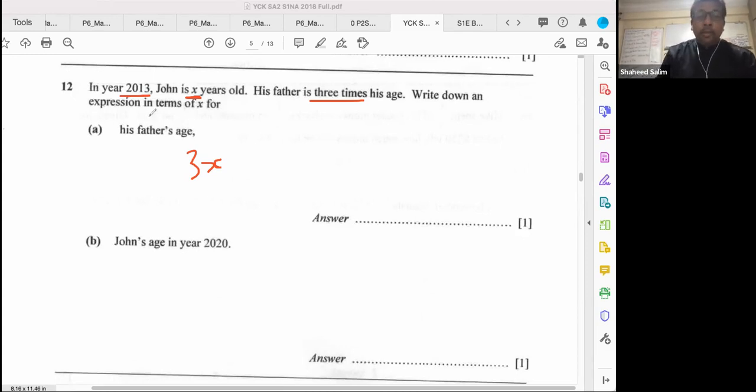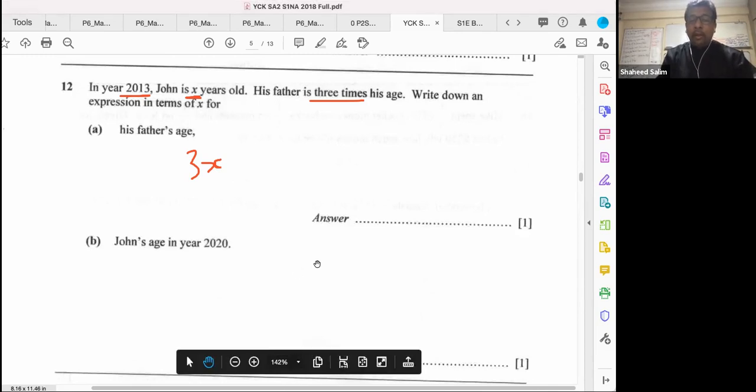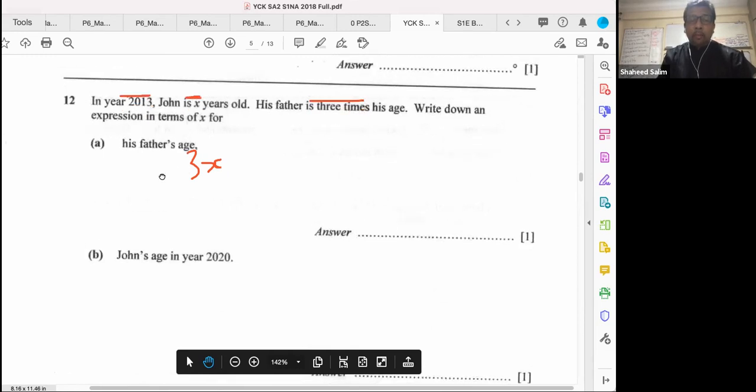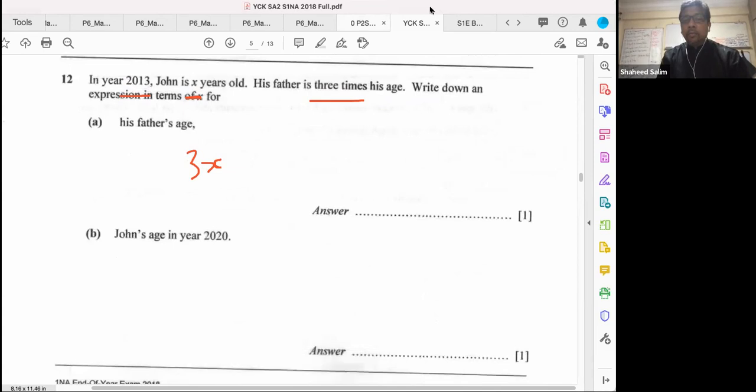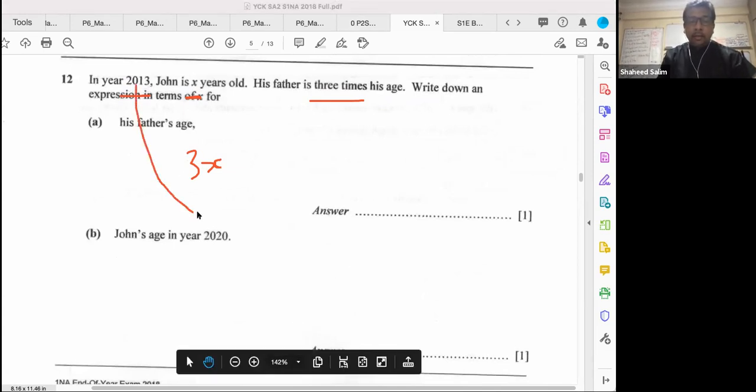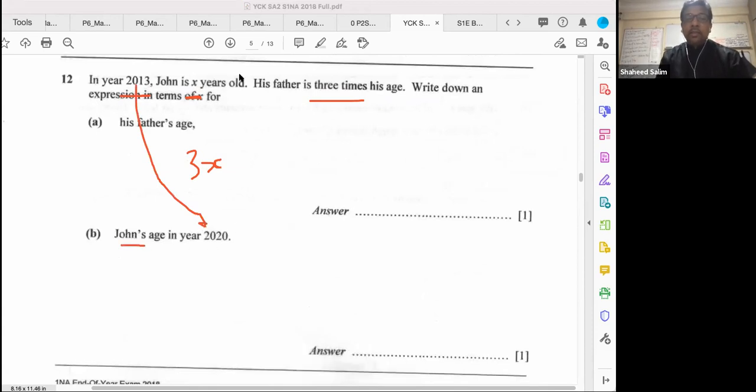Now the next one. From 2013 to 2020, how many years? You minus lah. Oh, 7 years. You have to plus 7 years, then you reach 2020. So what's John's age in 7 years? Just his X now. So X plus 7, finished. That's all.